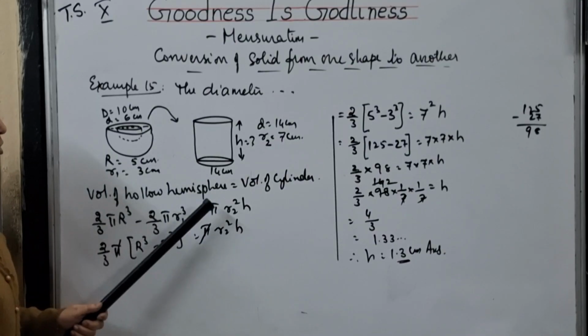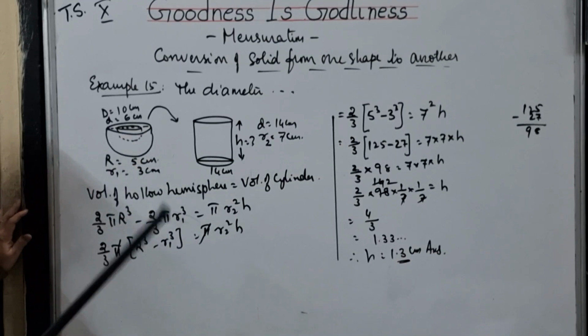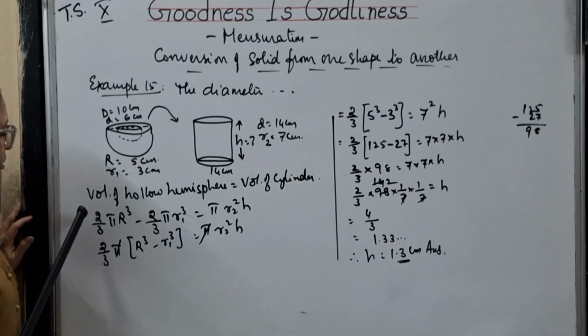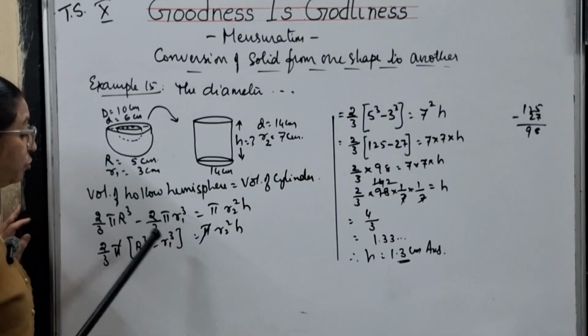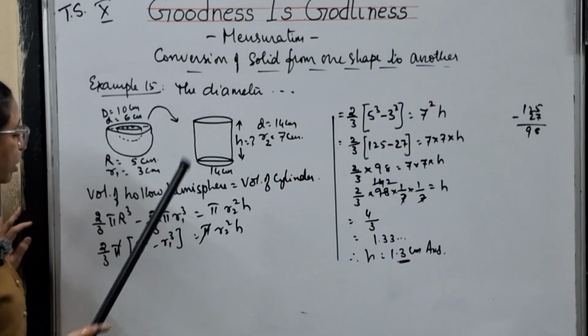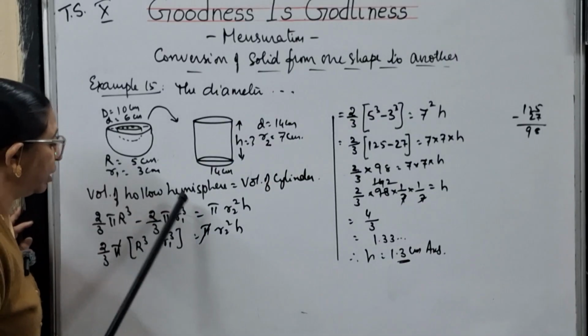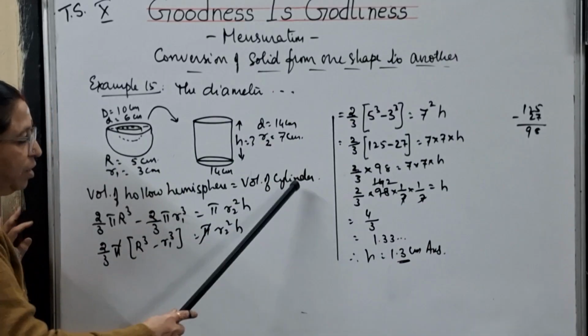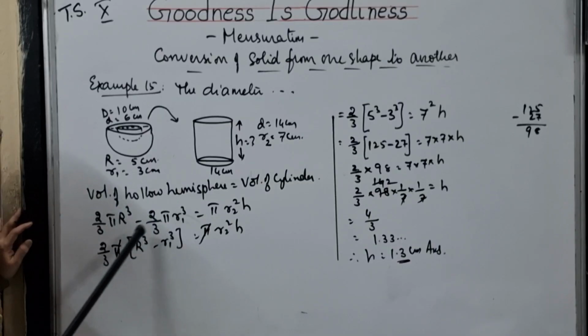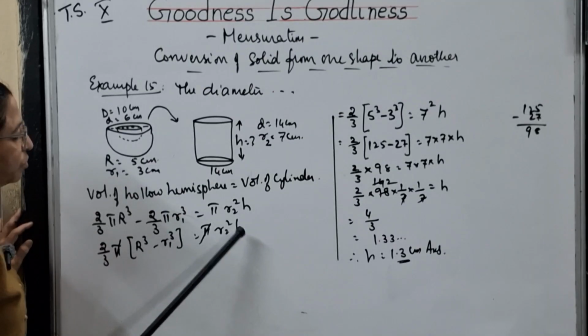So this is converted into a cylinder. The volume of the hollow hemisphere will be equal to the volume of the cylinder. Volume of hollow hemisphere means what? You have to take outer hemisphere volume minus inner hemisphere volume. The volume of the hemisphere is 2 by 3 pi r cube. Since you have outer and inner, I have taken capital R and small r. So 2 by 3 pi capital R cube minus 2 by 3 pi small r cube is equal to pi r2 square h, which is the volume of the cylinder. In these two, 2 by 3 pi is common, I have taken it out. So R cube minus r1 cube is equal to r2 square h.